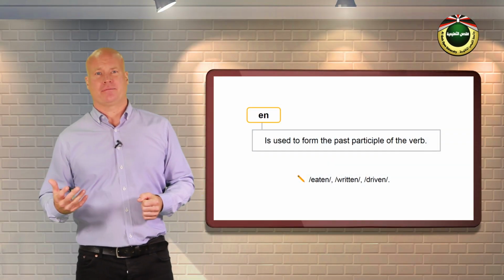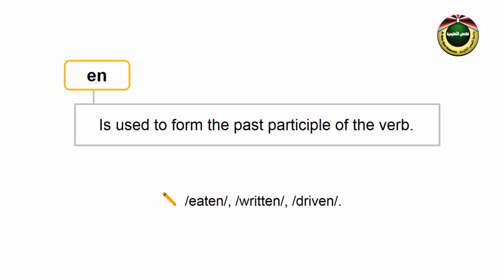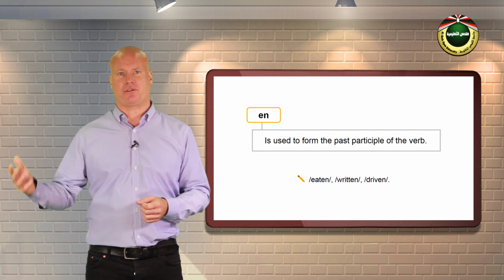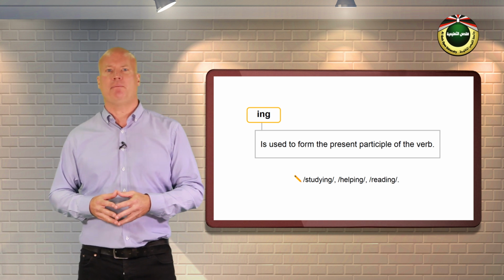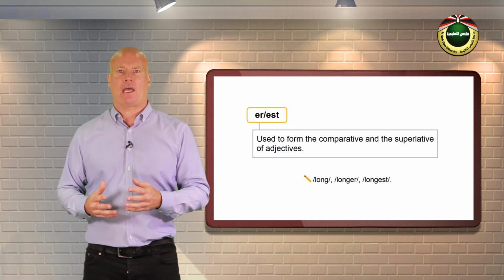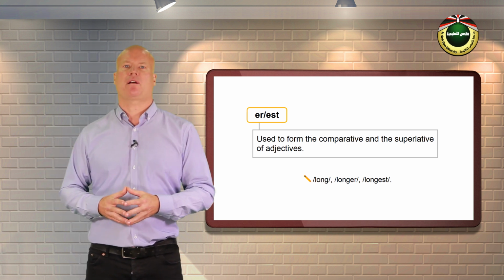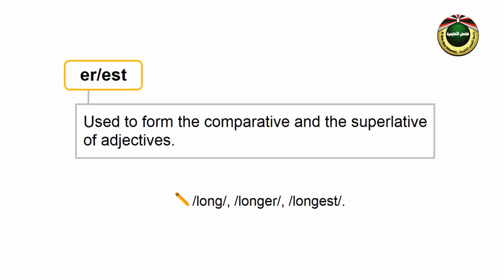What about en? En is used to form the past participle of the verb. For example, the past participle of the verb eat is eaten, write, written, drive, driven, etc. ing is used to form the present participle of the verb. For example, the present participle of study is studying, help, helping, read, reading, etc. The morphemes er and est are used to form the comparative and the superlative of the adjective. For example, long, longer, longest.